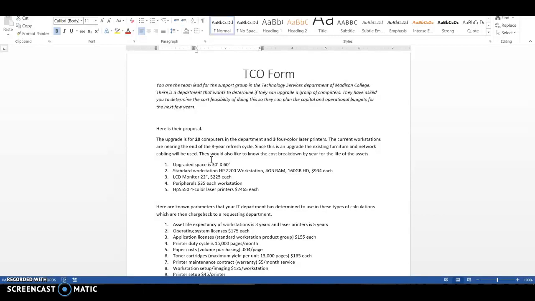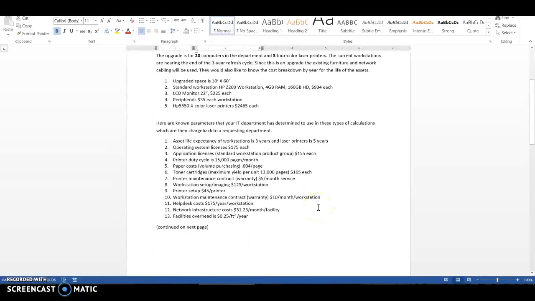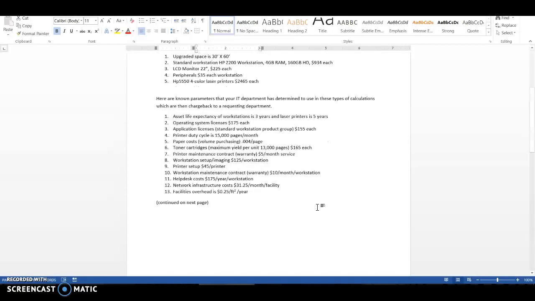So you have an upgrade project that you're working on where you're upgrading 20 computers and 3 4-color laser printers. So a total of 3 printers and a total of 20 computers. You're given the cost of each workstation along with peripherals, the cost of each printer, and then some of the hidden costs are below in this form, such as operating system licenses, paper costs, toner for the printer, setup, maintenance, help desk costs, things like that.